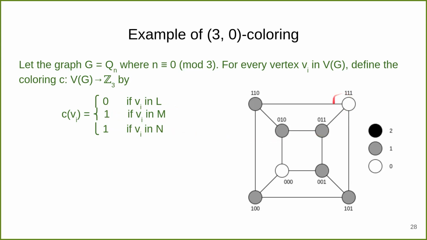So for example, if we look at 111, the number of ones in this n-tuple is 0 mod 3, and so it's colored 0. And it's adjacent to 3 vertices colored 0, and so its coloring sum then will be equal to 0. And if we look at 001, that vertex is in M, and so we color it 1. And it's adjacent to 2 vertices colored 1, and so its coloring sum then will be equal to 0.